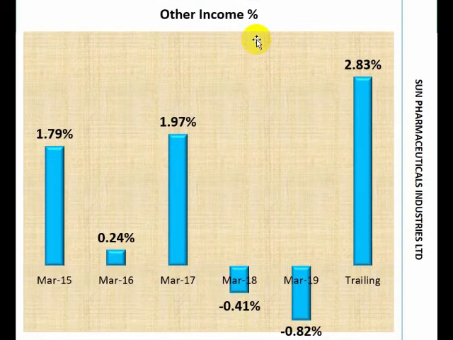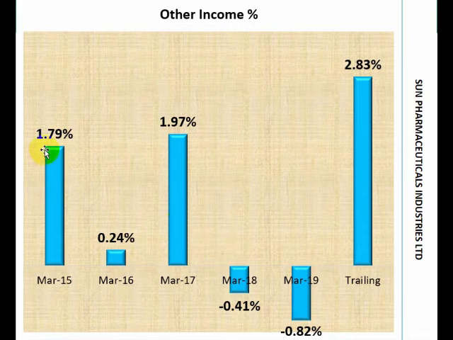Next, let us look at the other income percentage. Here we are comparing other income and the sales, that is, how much income was received through sales and how much was received through the other sources. So income through other sources should not be more than 20% of sales or the revenue.